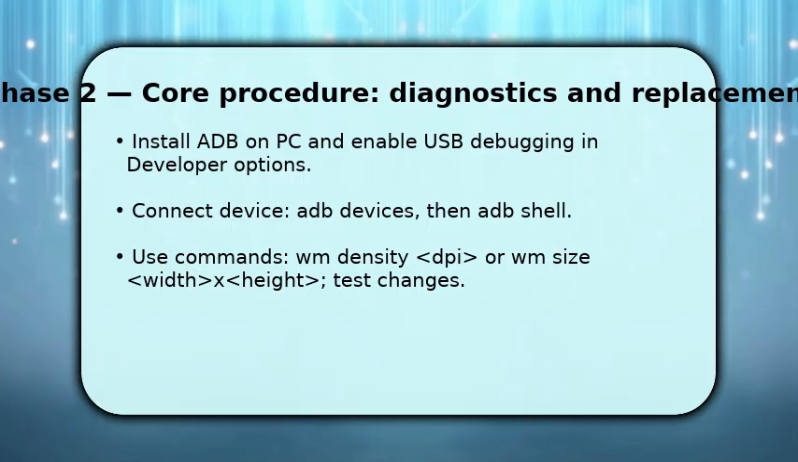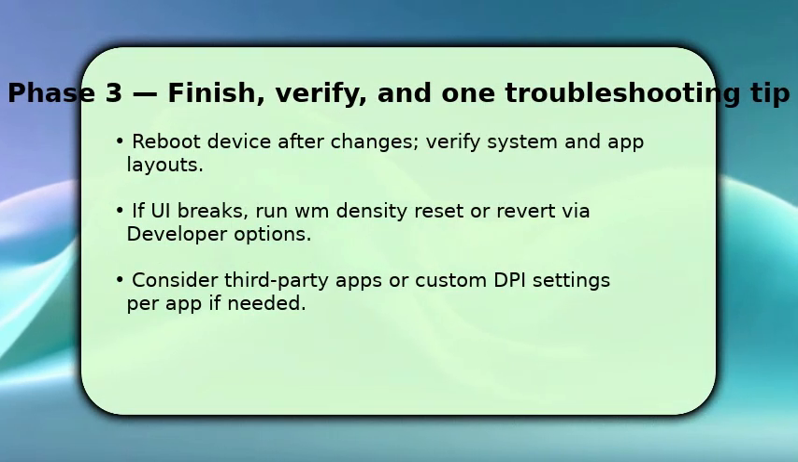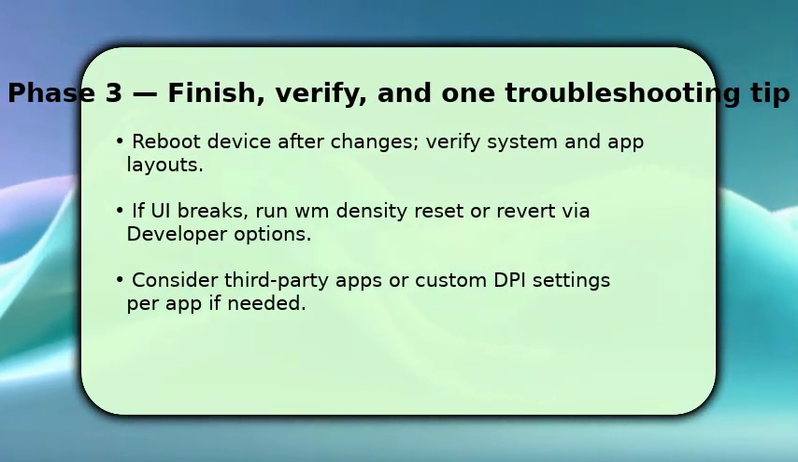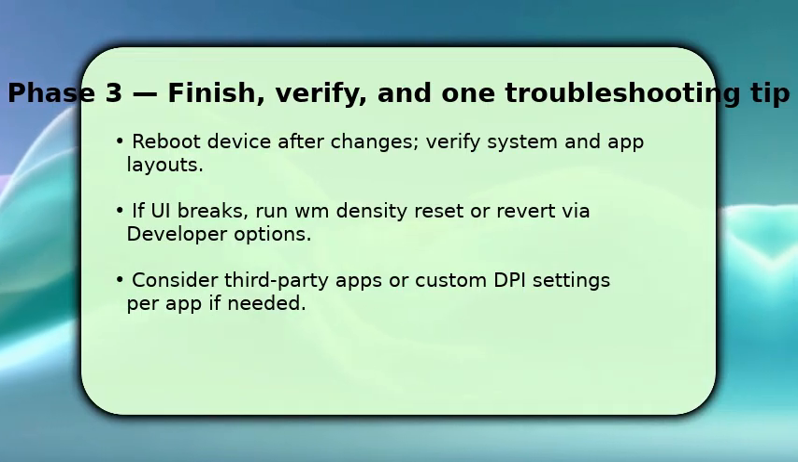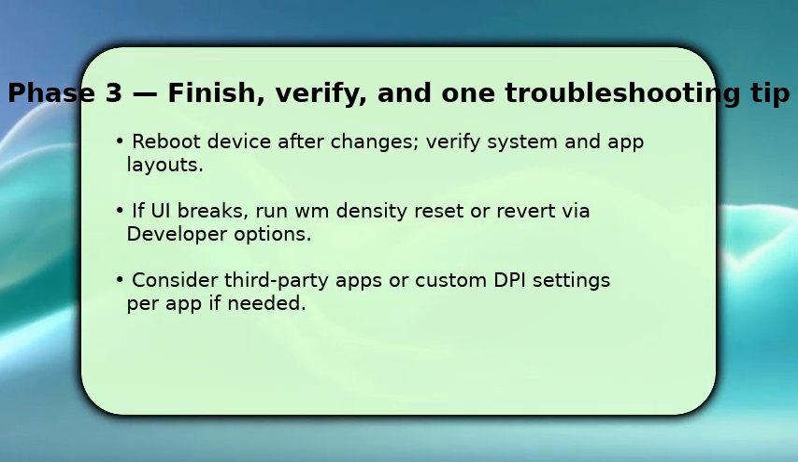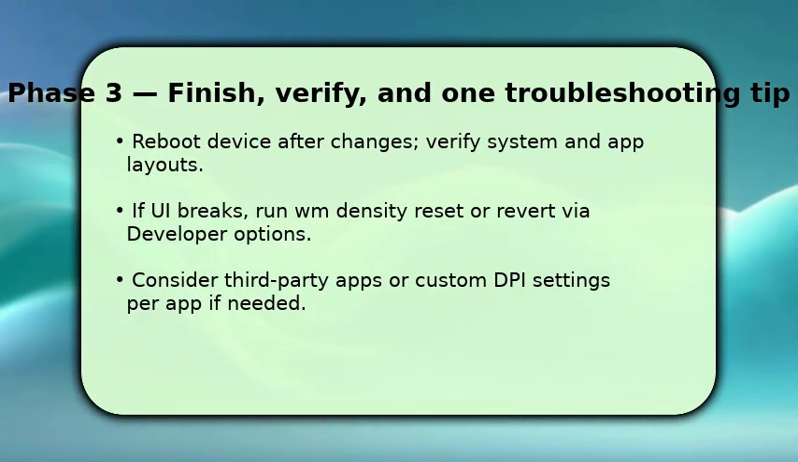You finish by rebooting and checking system screens and frequently used apps to ensure nothing overlaps or truncates. If an app appears broken or unreadable, revert with wm density reset or reset display size in settings. That resolves most issues immediately.